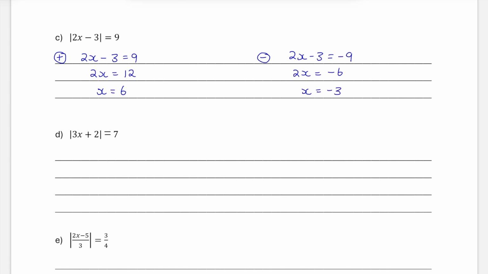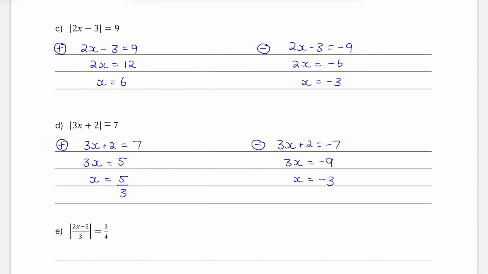For D, it's going to be a positive solution as well as a negative. Again, like we did in C, we solve like we do normally. Here I can also get fractions. Here I've got 5 over 3, and for my negative, remember it will be equal to minus 7. So I'll get x equals 5 over 3 and x equals minus 3.